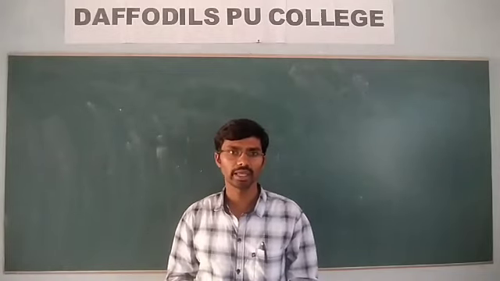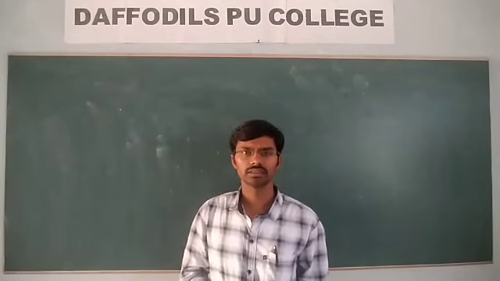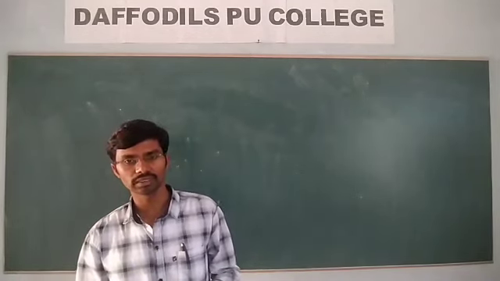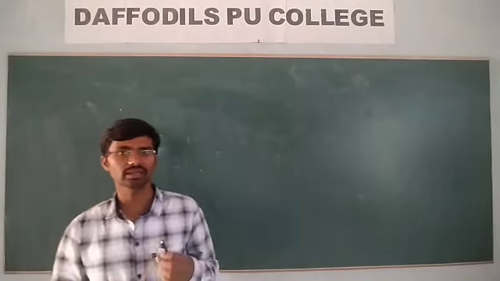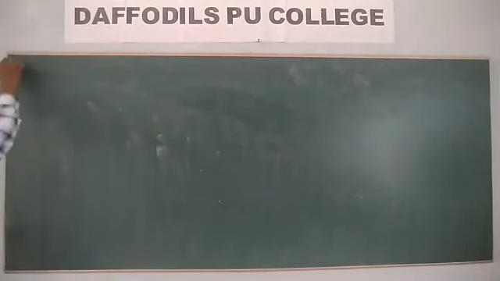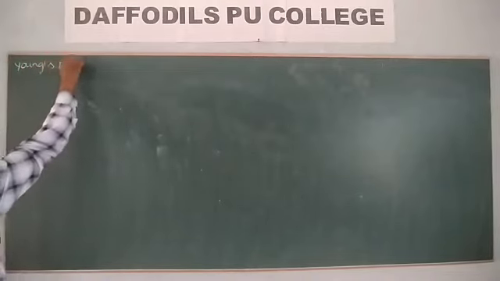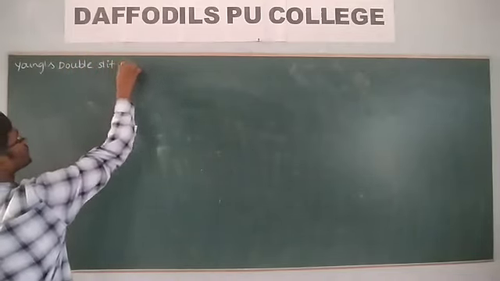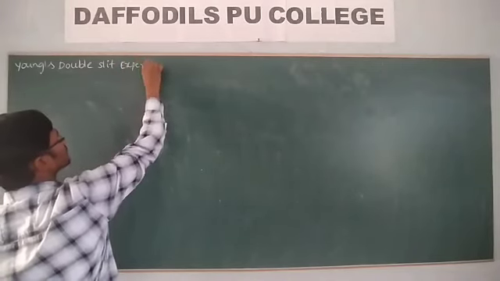But let me try to explain about the experiment. Huygens gave the wave theory of light, but that was proved by the experiment constructed by Thomas Young, which we call Young's double slit experiment.